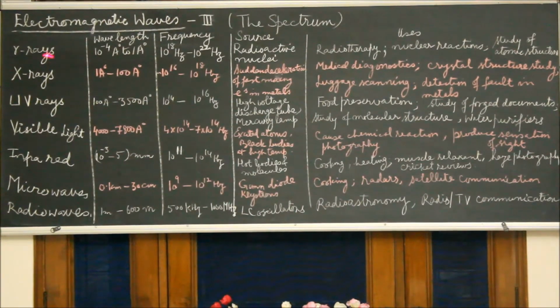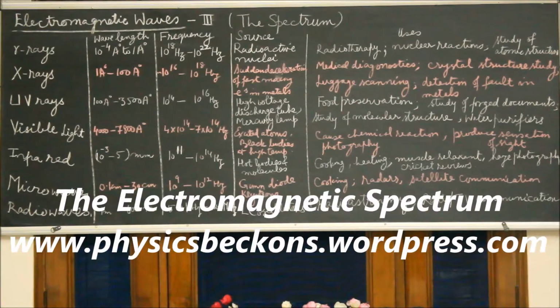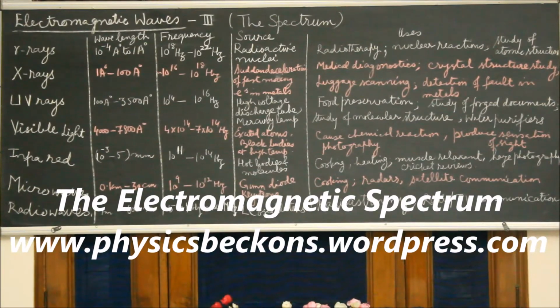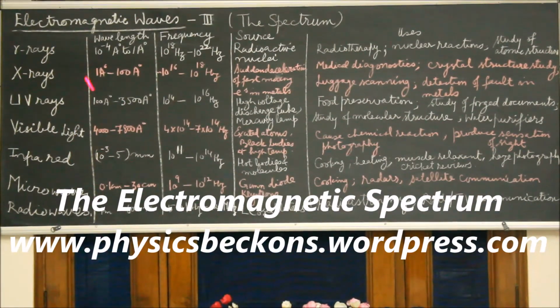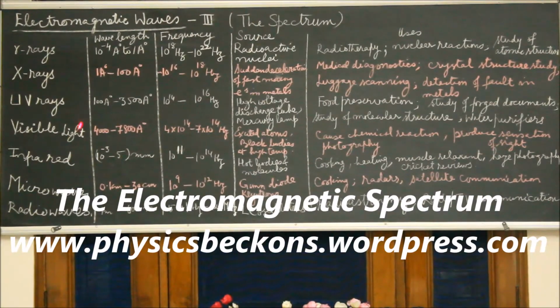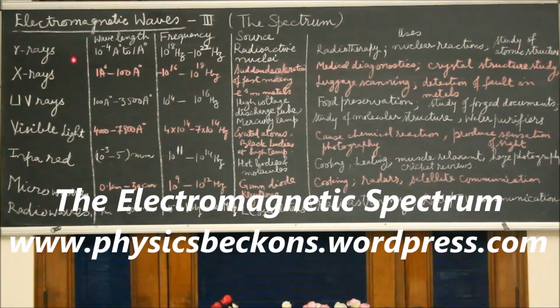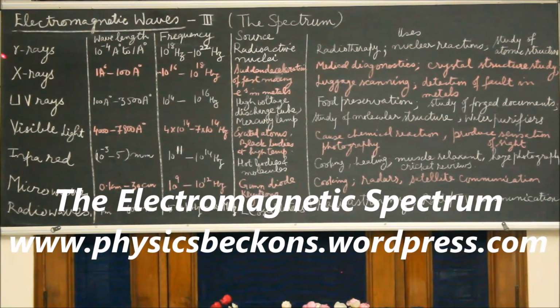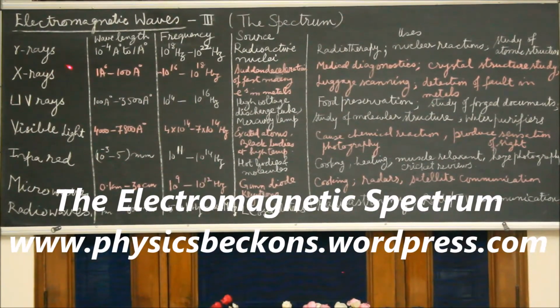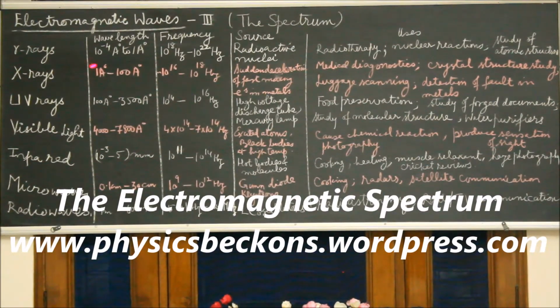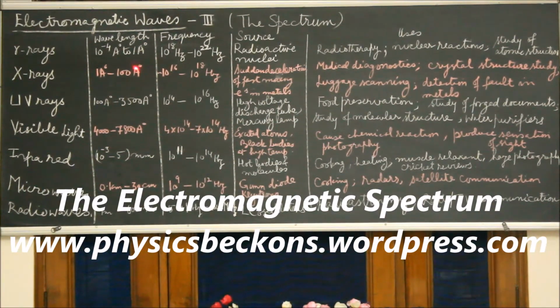The orderly arrangement of various electromagnetic waves in increasing or decreasing order of the wavelength or frequency is called the electromagnetic spectrum. These are the various parts of the electromagnetic spectrum, with wavelength increasing as we go from top to bottom and the frequency decreasing as we go from top to bottom. The shortest wavelength or the highest frequency part is gamma rays, with the wavelength ranging from 10 to the power minus 4 angstrom to 1 angstrom.